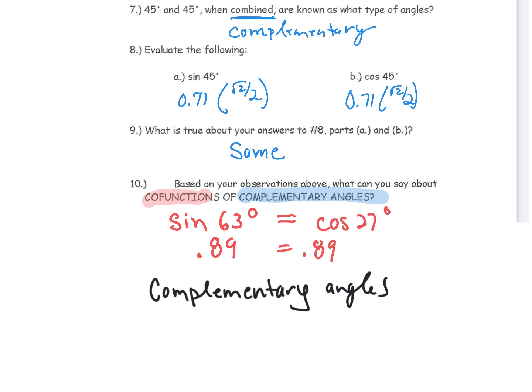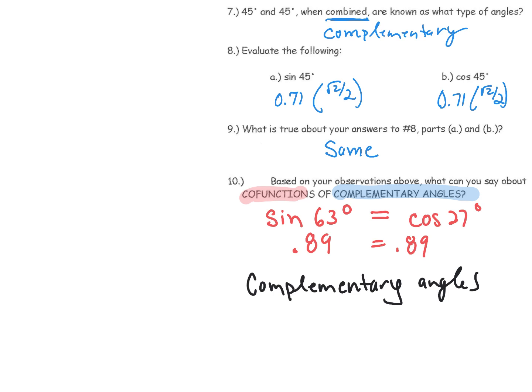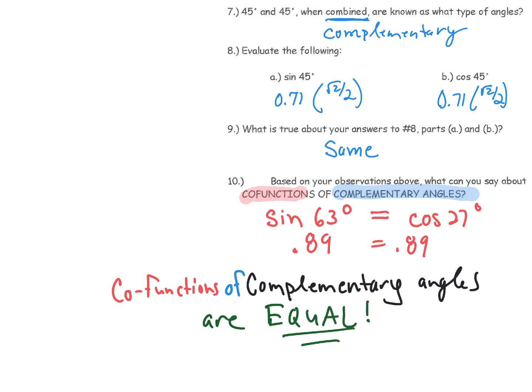And then when you said you specifically compared sine and cosine, right? Yes. Those were what we called cofunctions. So it could apply to any cofunction. Yes. So we would say cofunctions of complementary angles are equal. Yeah, I was on the right track, for sure. Definitely agree with that. So cofunctions of complementary angles are equal. That is the point of today's lesson.